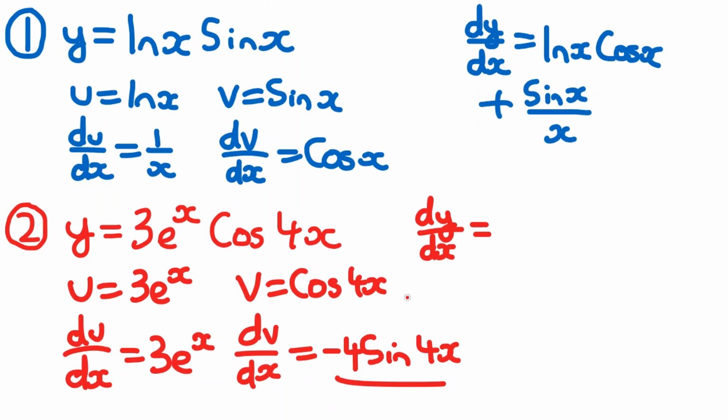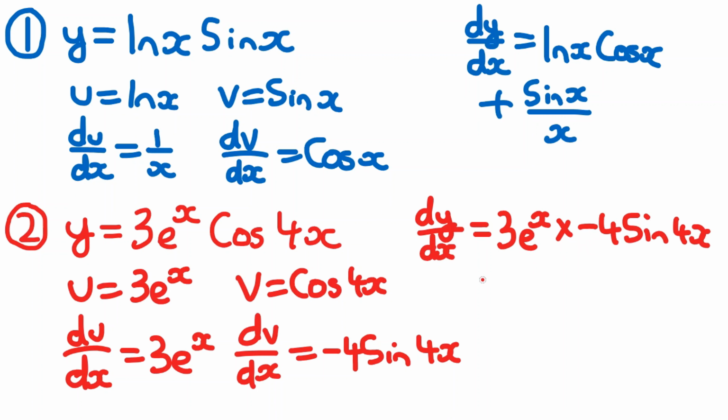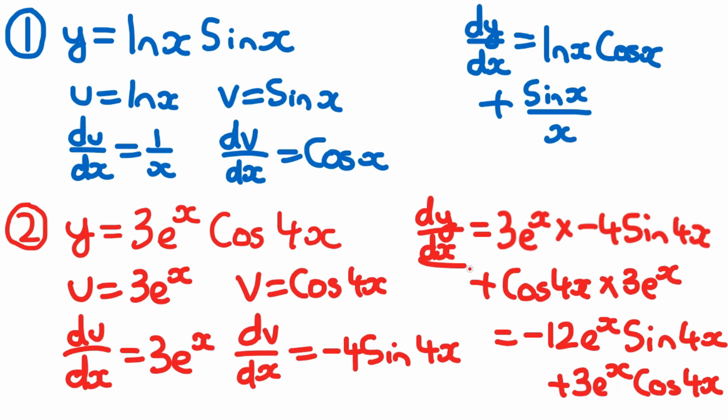So dv over dx is equal to minus 4 sin of 4x, so therefore dy over dx is going to be equal to u multiplied by dv over dx, which is 3e to the power of x multiplied by minus 4 sin of 4x, and then this is plus v multiplied by du over dx, which is cos 4x multiplied by 3e to the power of x. And then we can simplify this because 3 multiplied by minus 4 is minus 12, so dy over dx is equal to this here.